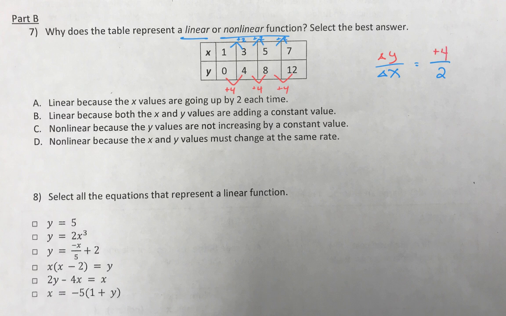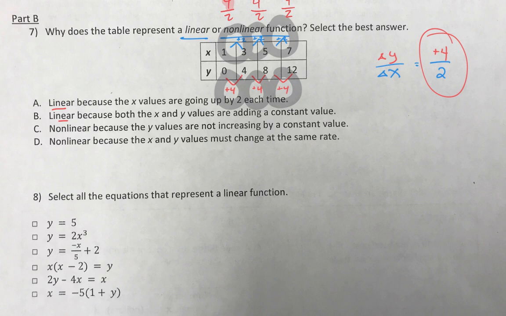So this is called our rate of change. Our rate of change is found by doing our change in y over our change in x. And every time we did it, it was a 4 over 2, a 4 over 2, a 4 over 2. So all of our rates of change were 4 over 2. So it is linear, so it could be answer choice A or B.